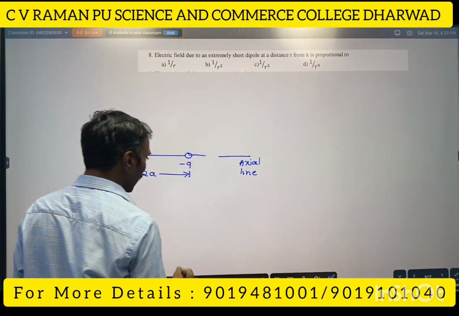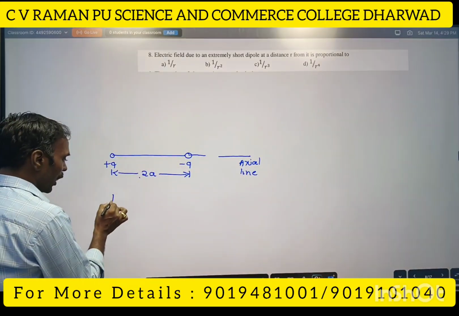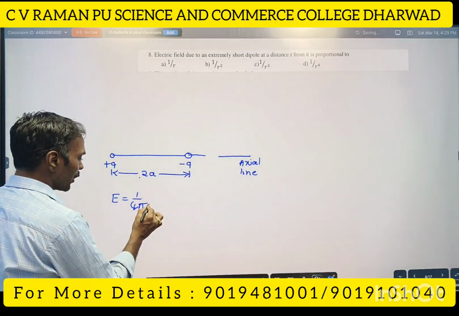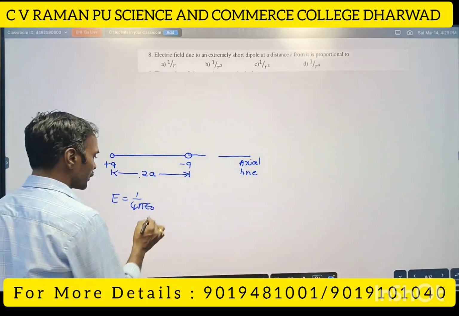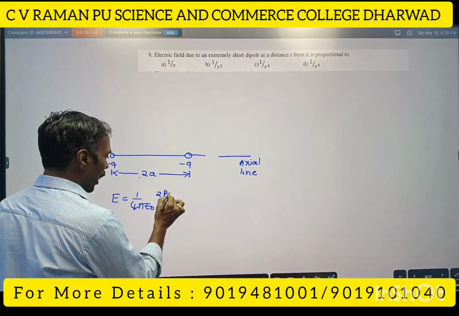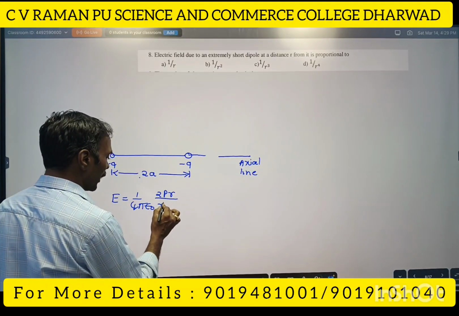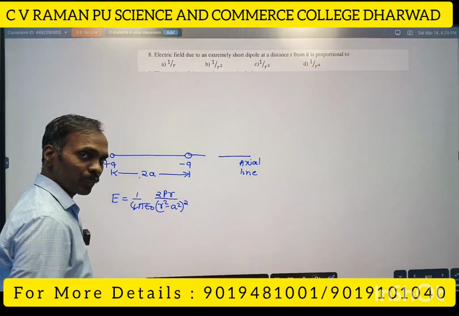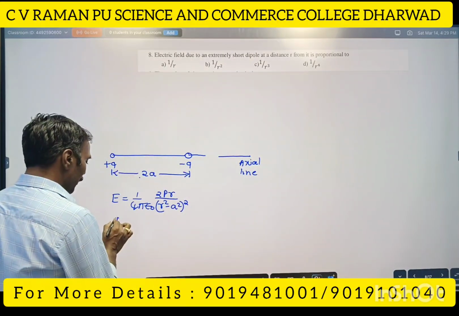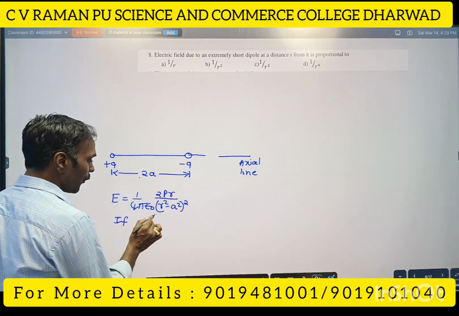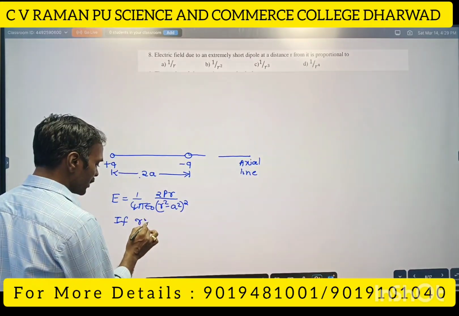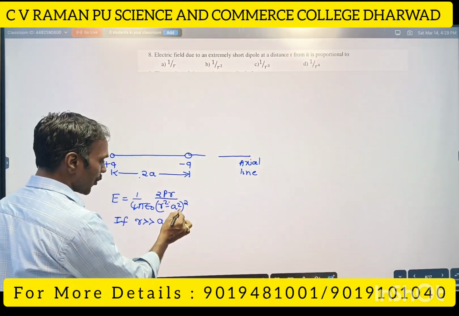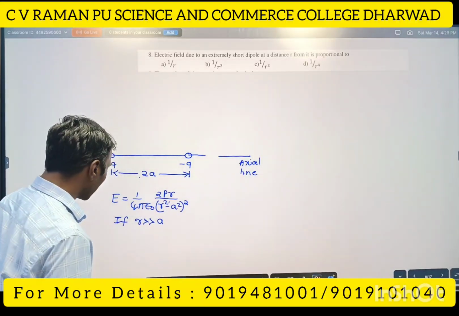Electric field at a point on an axial line is given by the formula E is equal to 1 upon 4 pi epsilon naught, 2pr divided by (r square minus a square) to the power 2. If the value of r is too large compared to a, then a square in the denominator can be neglected.